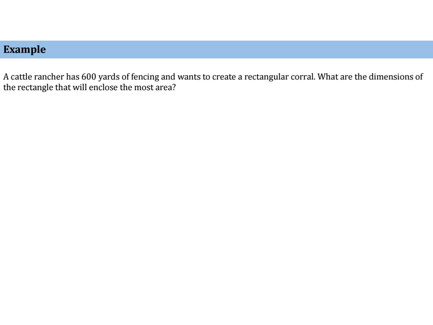Now let's look at another application. Here we have a rancher who has 600 yards of fencing and wants to create a rectangular corral. So we have a rectangle, and we know that there are 600 yards of fencing. That means that the perimeter, the distance around, is going to be 600 yards. So let's call this x and this y. And so 2x plus 2y must equal 600 yards.